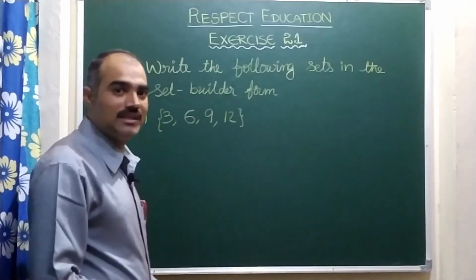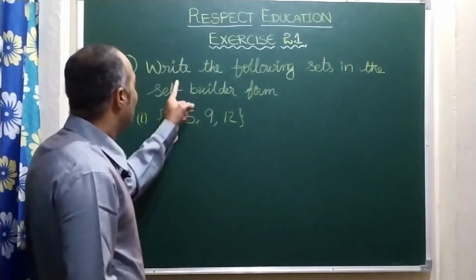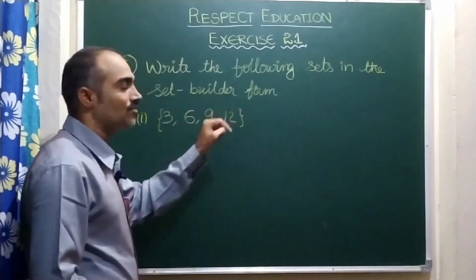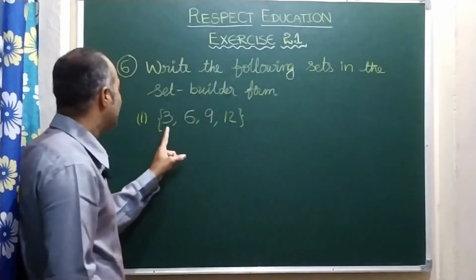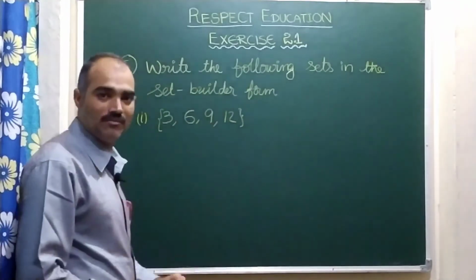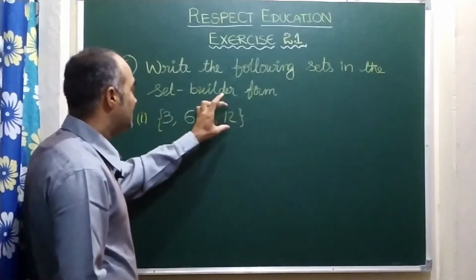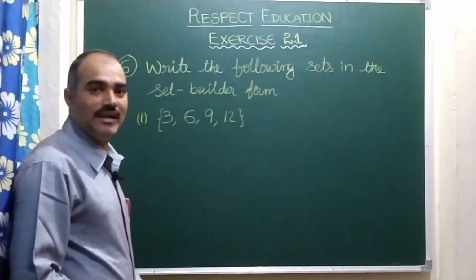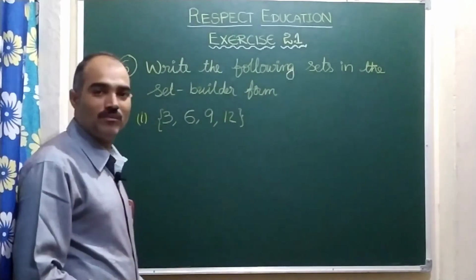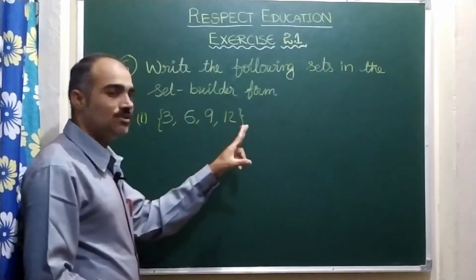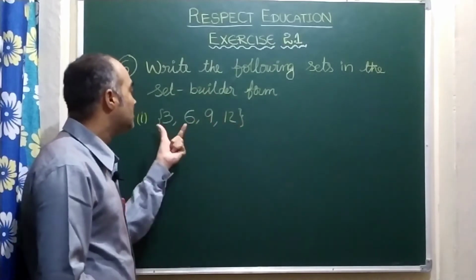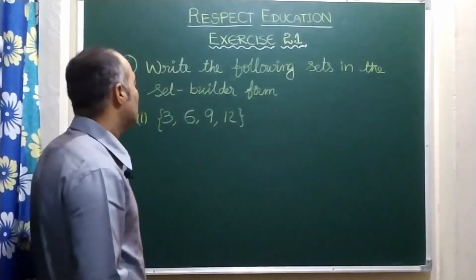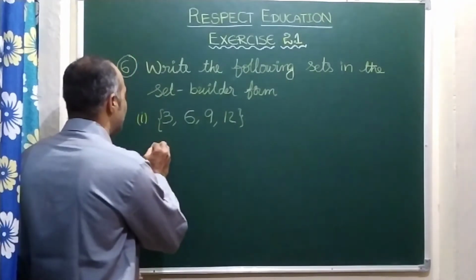Now let us see the next question, that is question number 6. Write the following sets in the set builder form. Let us see the first bit: 3, 6, 9, 12. So this is a question, children, which is the reverse of the previous question. In the previous question set builder form was given, and we converted it into roster form. Now here roster form is given, and these values we have to write in set builder form, right? So now let us see how to do it.